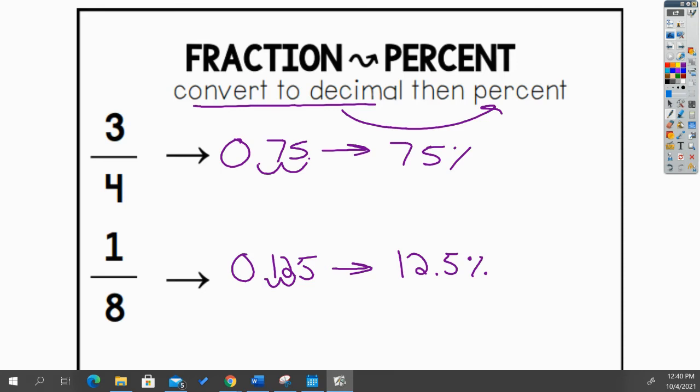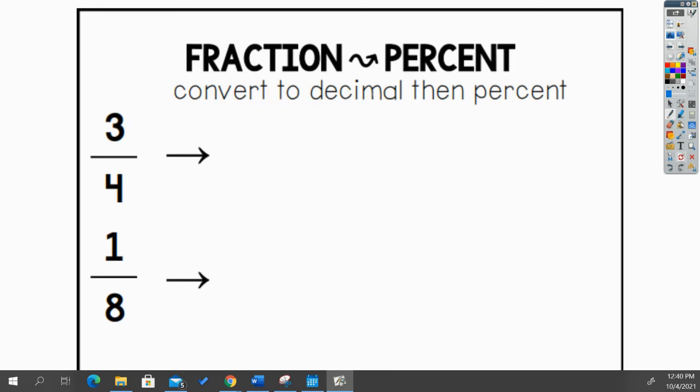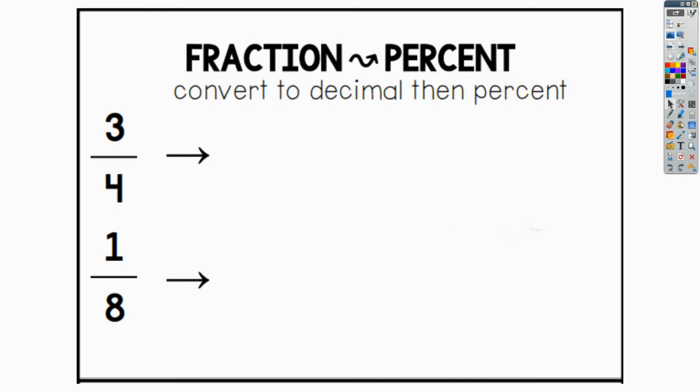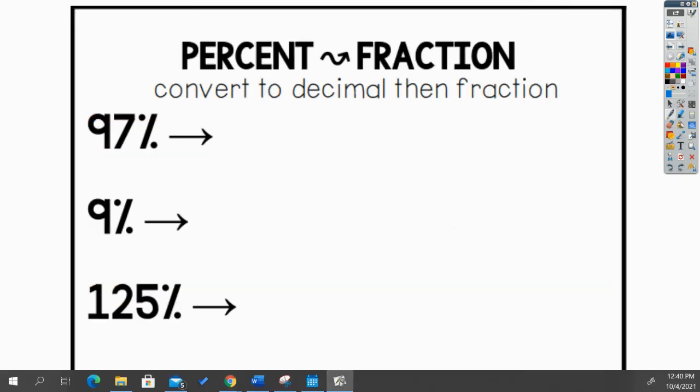All right, our next one is my favorite, a percentage to a fraction. So here we have a percentage, and we got to turn this percentage into a decimal and then into a fraction. All right? So what we're going to do is 97%. Remember, move your decimal to the left 2 times. 1, 2. That gives us 0.97.